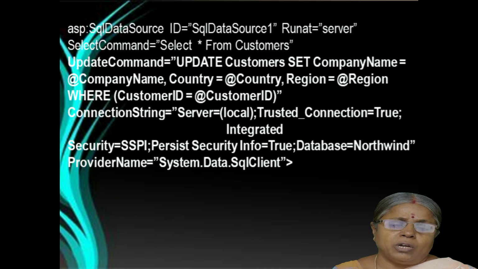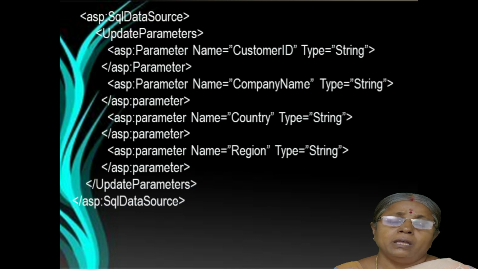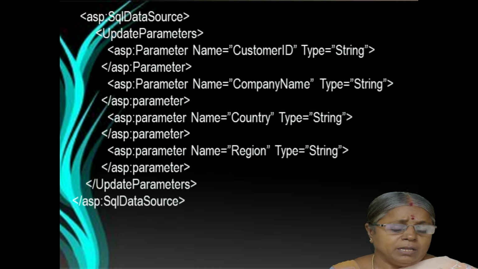Then whenever we want to update our database, we must use the update command: update, the table name, set the set of attributes to be changed. Whenever we use the update command, we must specify the update parameters, that is, the names of the parameters used to change within the database. Within the update parameters, we must specify the name of the attributes, their type and other details. Here is a simple example used for updating your database by specifying the update parameters.